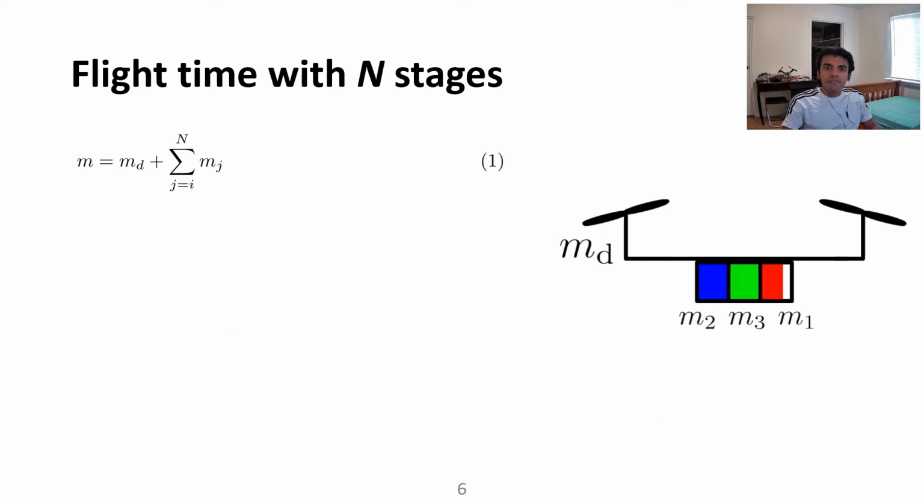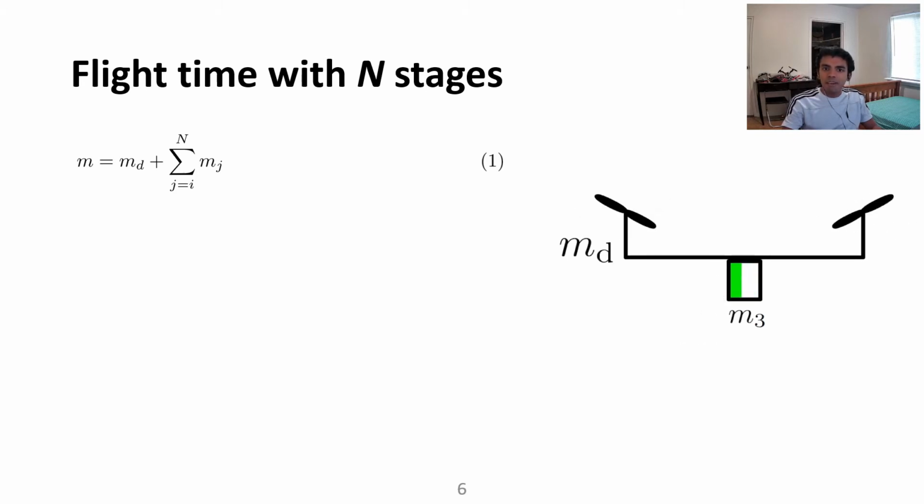Let us now generalize the flight time equation to a multirotor with n stages. The dry mass of the vehicle, that is the mass of everything on the vehicle except the energy sources, is denoted by md. The stages are labeled 1 to n such that the first stage is consumed and ejected first, and so on. Mass of the ith stage energy source is denoted by mi.